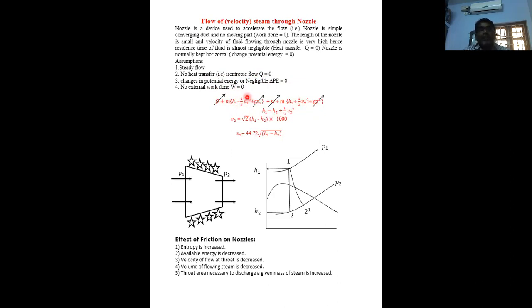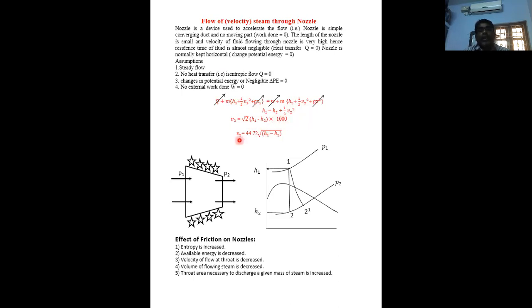Here the inlet velocity is very small compared to the outlet velocity, so we take only the outlet velocity. H1 is equal to H2 plus 1 by 2 V2 square, so V2 is equal to the square root of 2 into (H1 minus H2) into 1000. Previously it was in joules per kilogram, so we convert the enthalpy from kilojoules by multiplying by 1000.